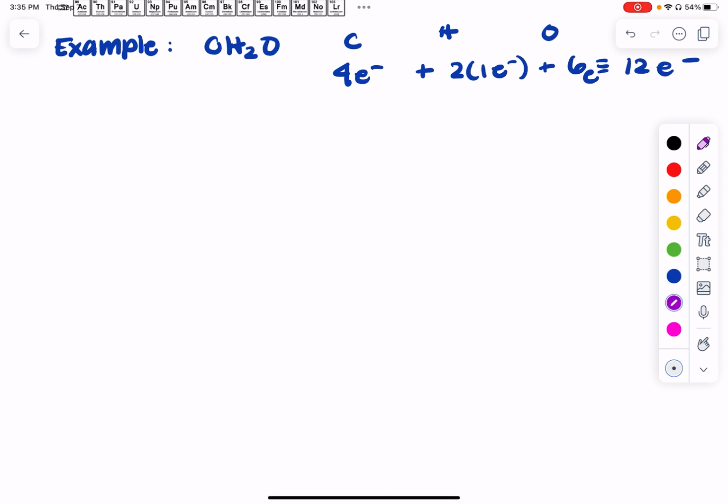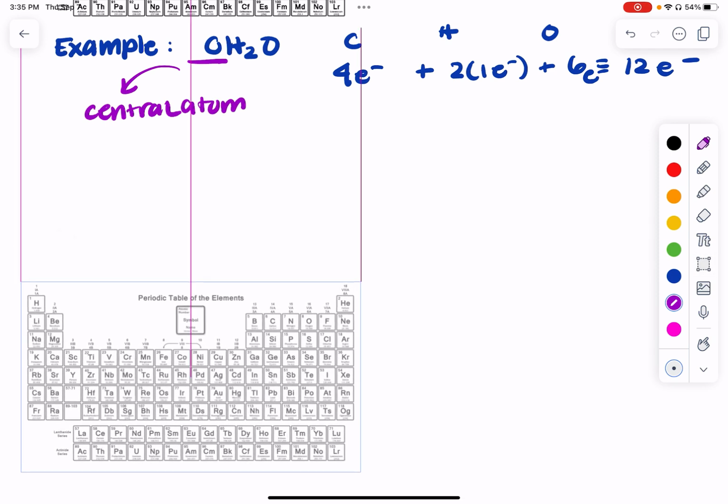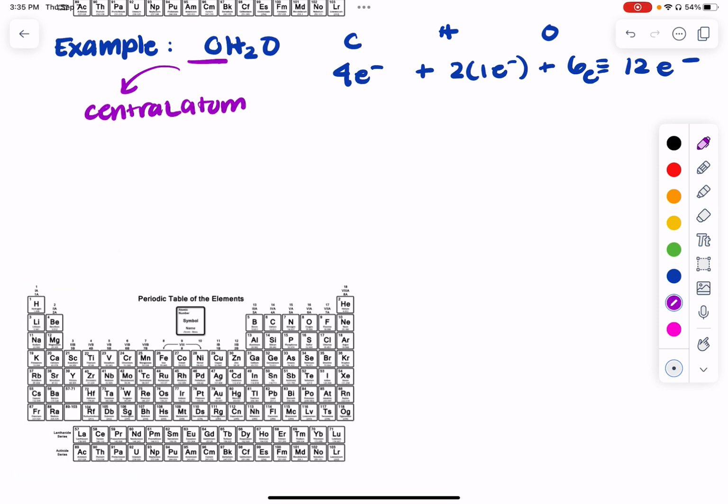Now I'm going to use the rule that carbon comes first, so I'm going to make this the central atom. I'm going to pull up a periodic table if we need it. Carbon is here, oxygen's here, hydrogen's here. I'm going to put carbon, draw my valence electrons, and put both hydrogens on this side because I know that these electrons are going to be sharing.